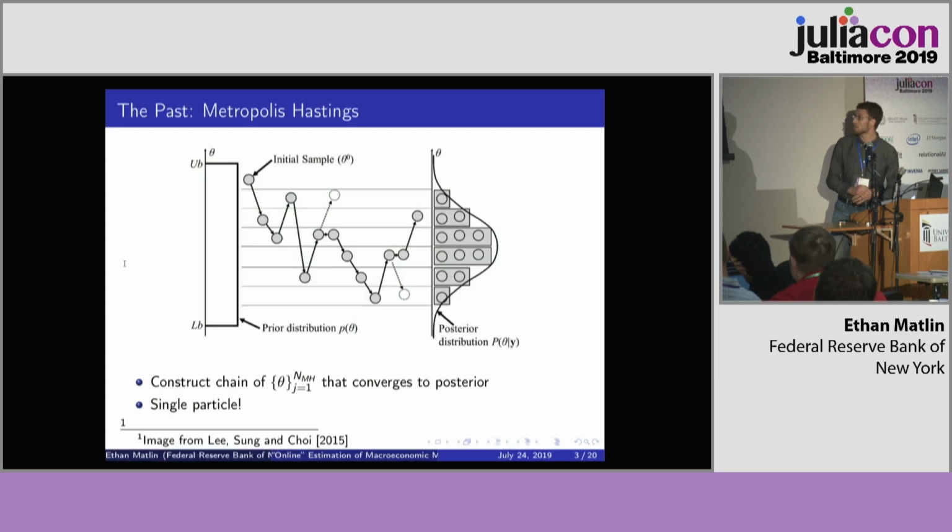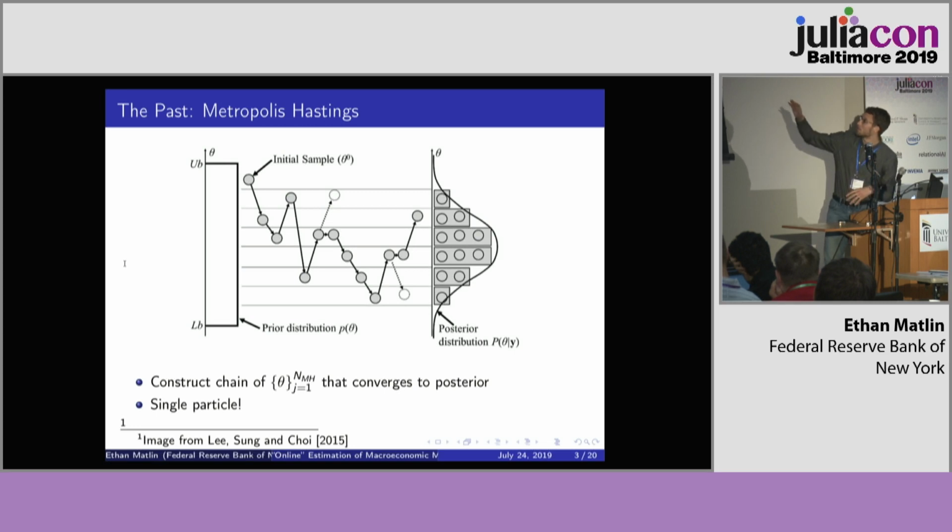So in the past, we've used Metropolis Hastings to estimate our model, to draw from this unknown posterior distribution. And Metropolis Hastings is really nice. Some of you may be familiar with it. And if you aren't, that's fine. I'll go over the basic idea.